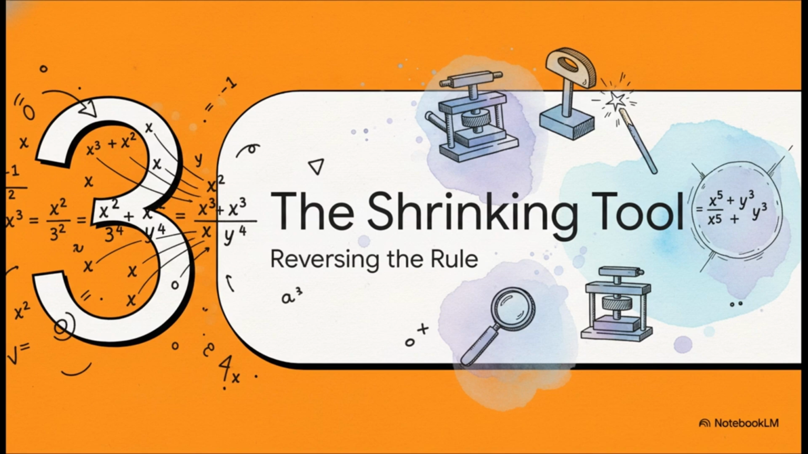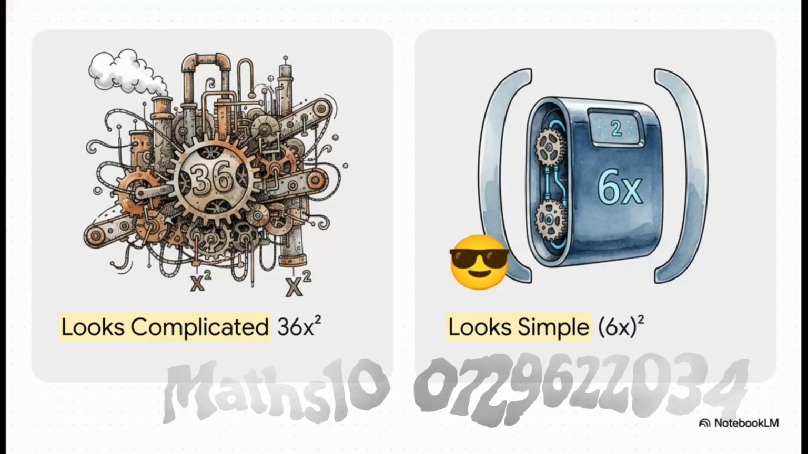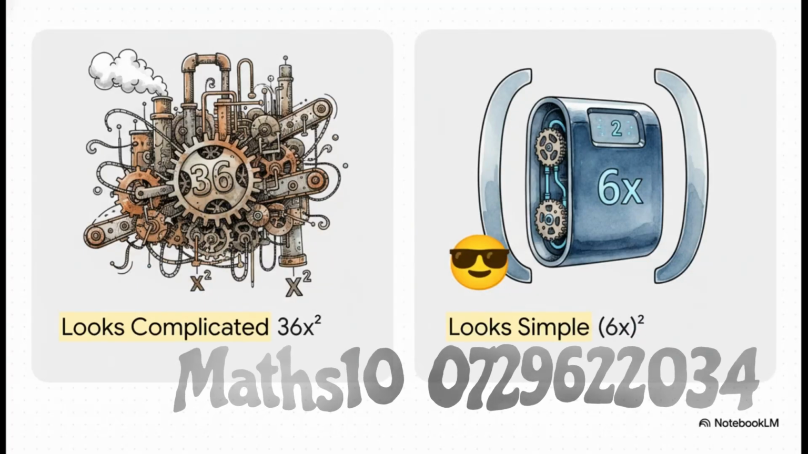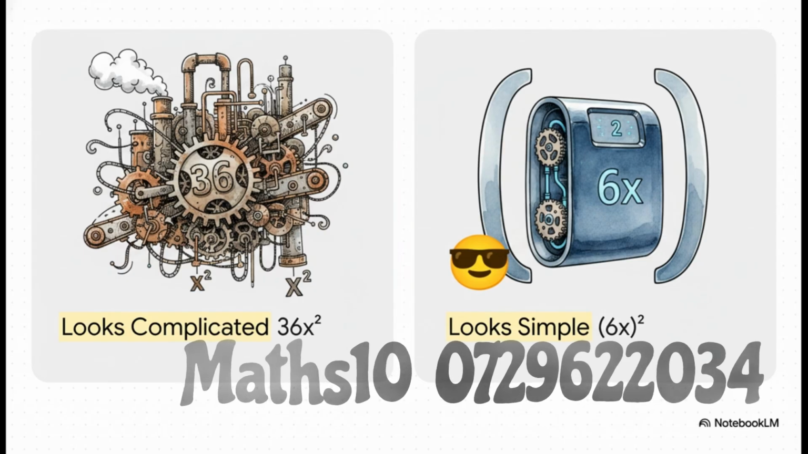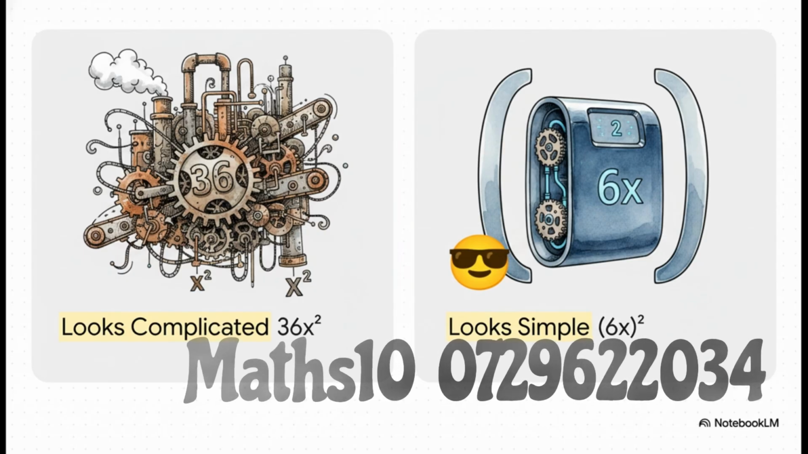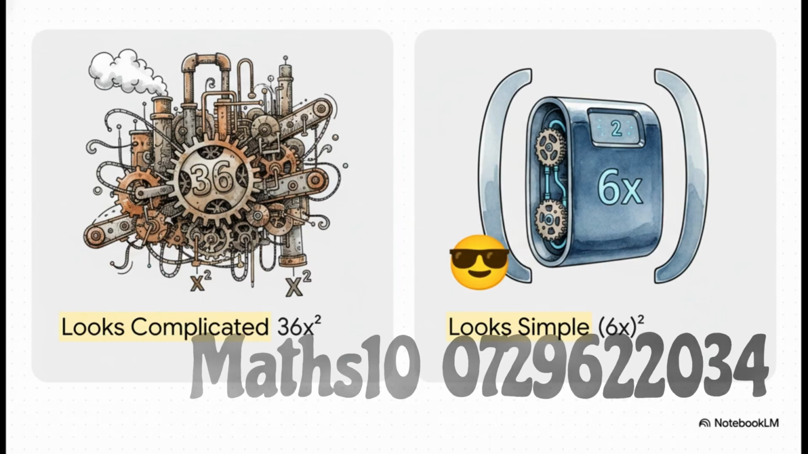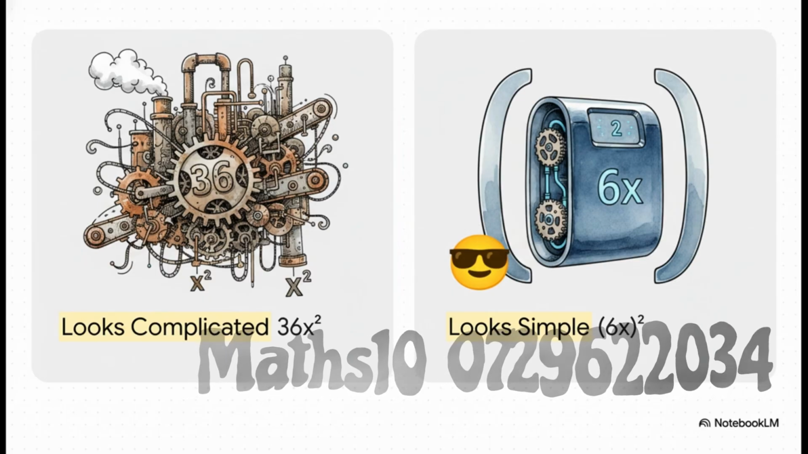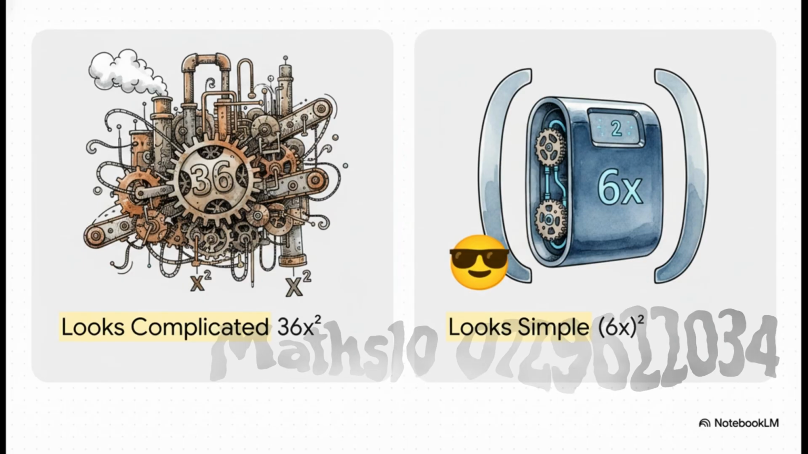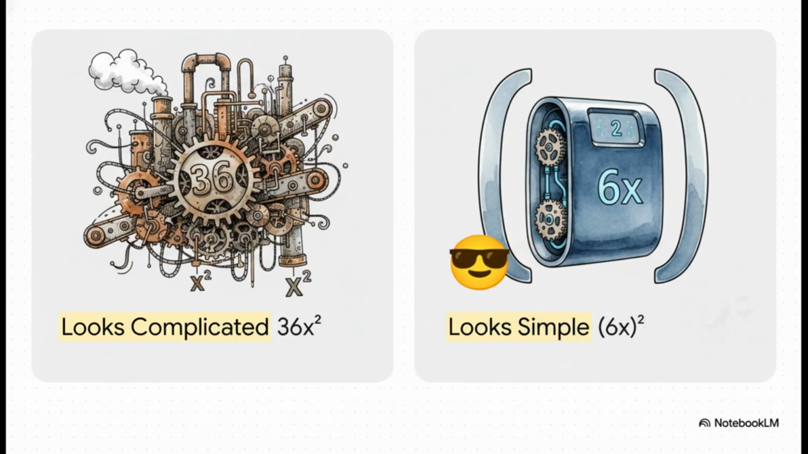This is the other side of the coin. Let's call it the shrinking tool, for taking a longer expression and making it way more compact. Just take a look at this comparison. On the left, you've got 36x squared. On the right, (6x) squared. Now, they might look different, but they are exactly the same thing, because 36 is just 6 squared, right? So you can see that 6 squared times x squared can be rewritten as (6x) squared. And this is why it matters. Simplifying expressions like this is the key to solving much bigger problems down the line.